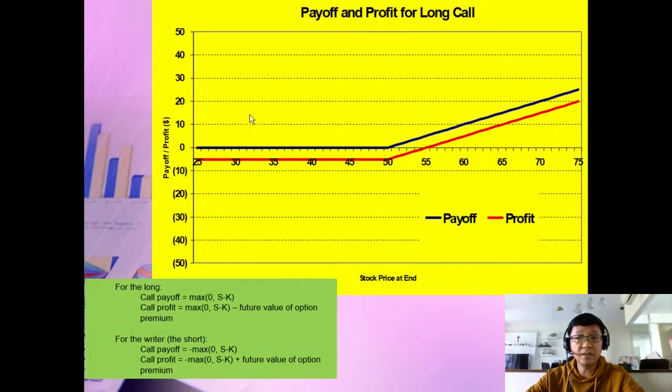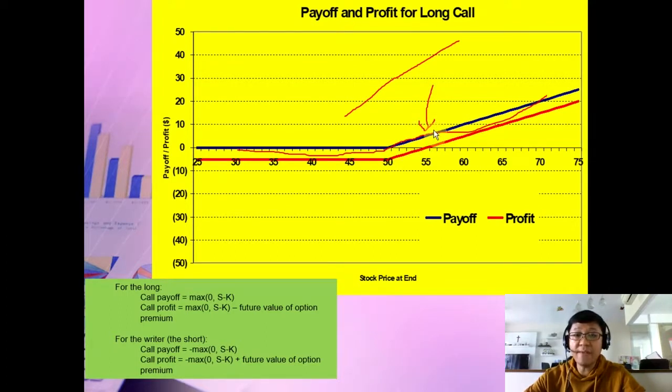Here we can see the payoff graph. This is the payoff chart that you should be associating with, and this is the long call. So for a long call, the graph will look something like this. I hope you still remember the long forward is a positive gradient. So that is the payoff.